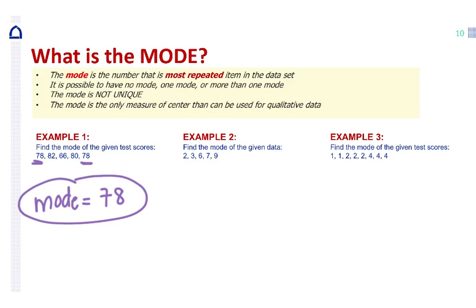Okay, let's look at the next set of data. Find the mode for this set of data. Well, looks like nothing is repeated. When nothing is repeated, you say there is no mode.